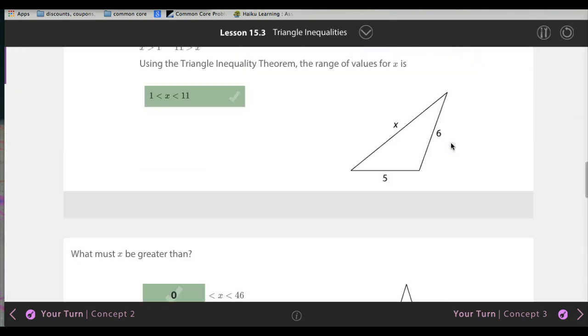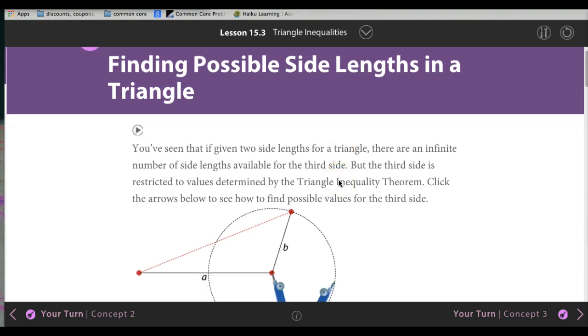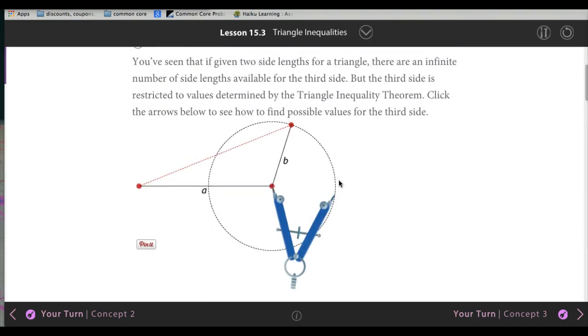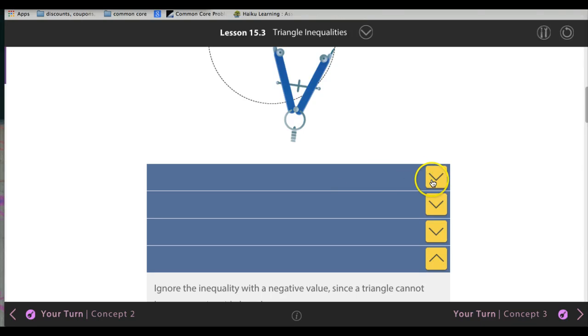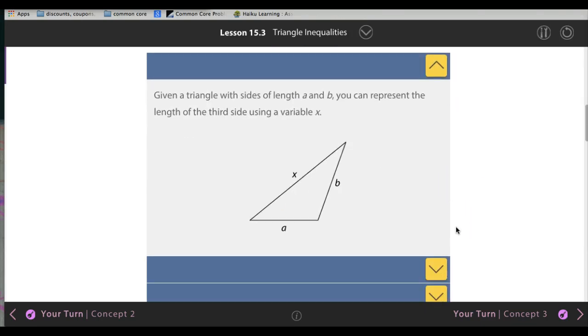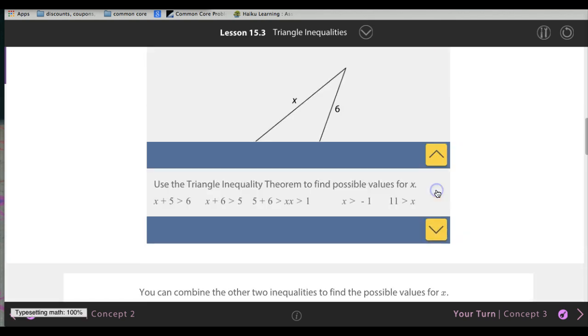So now we're going to move on to the next section. This is the next concept, as you can see. Now we're going to talk about the possible side lengths in a triangle. So you can go ahead and work on all of these on your own. It's basically saying if you have two sides in a triangle, you can talk about how long this side is going to be. Okay.